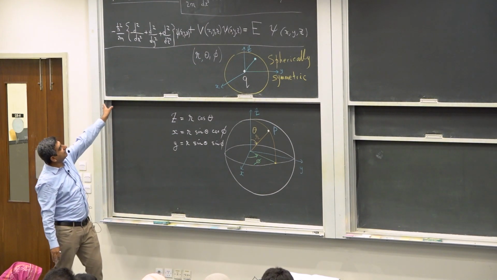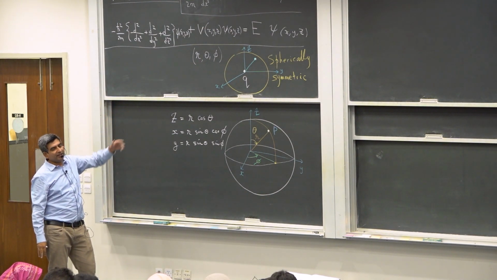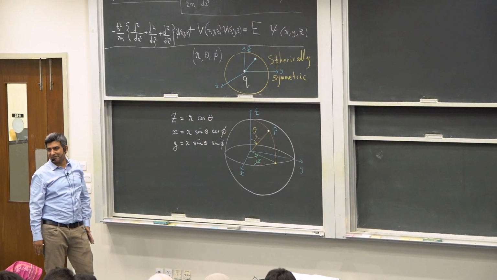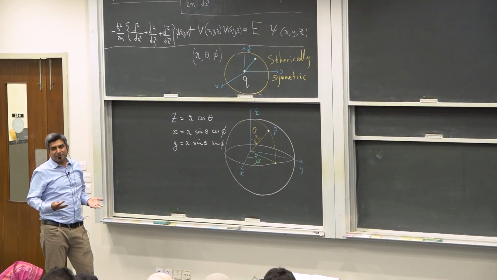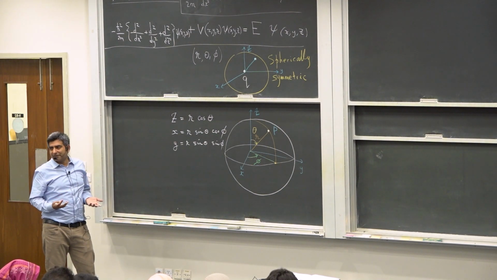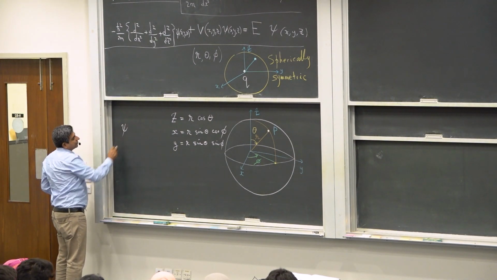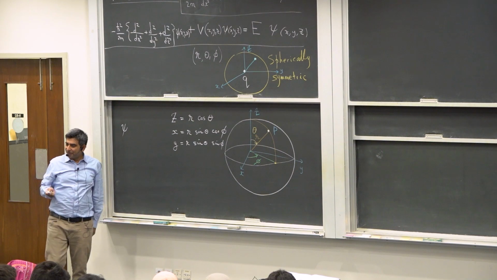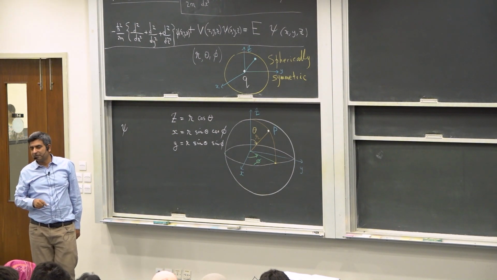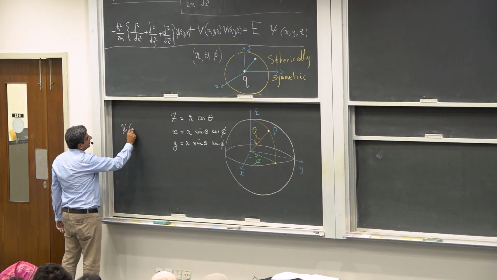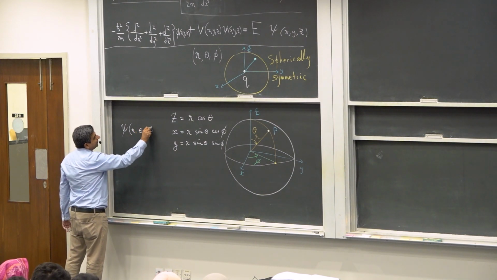Now how do I write the time independent Schrodinger equation in terms of these coordinates? The choice of coordinates is just for my convenience. So first of all, I will recognize that my wave function psi can now be written in terms of r, theta and phi. So this becomes a function of r, theta and phi.